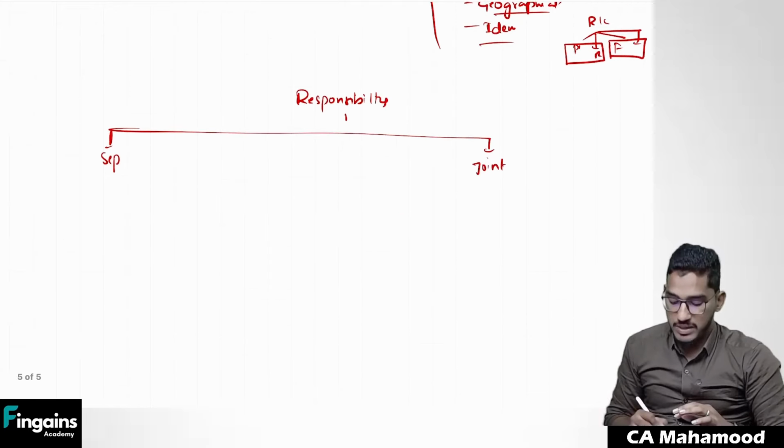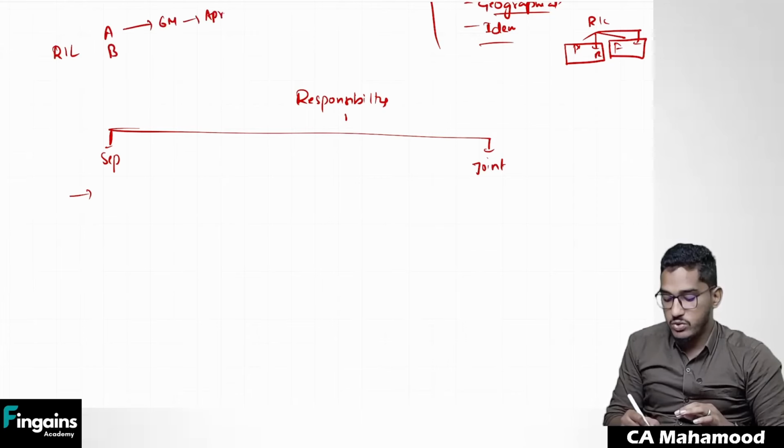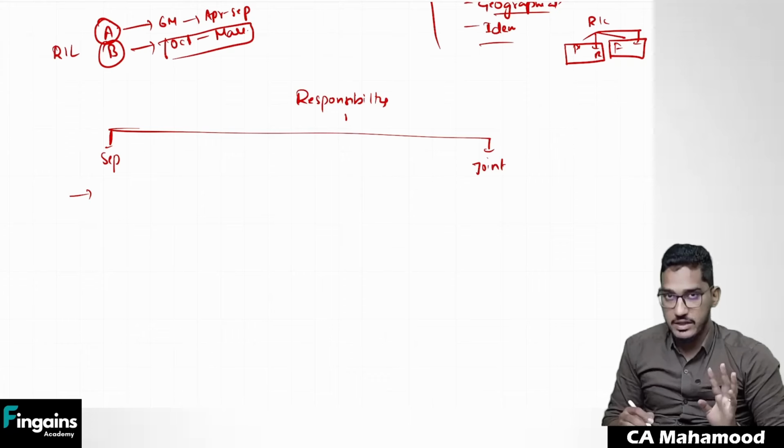Take for example, Reliance Industries Limited, where the auditors have divided the work. Two auditors are there, A and B. A was allocated the work of the first 6 months, from April to September, and that data will be verified by A. B is going to verify the next 6 months of data, October to March. Now, A will be held responsible only for the work which was allocated to him. B will be held responsible only for the work which was allocated to him.